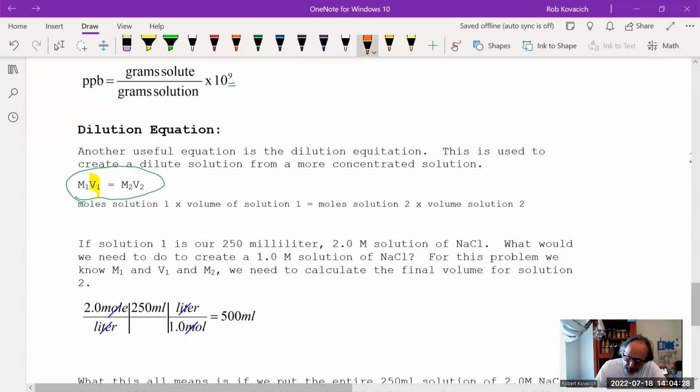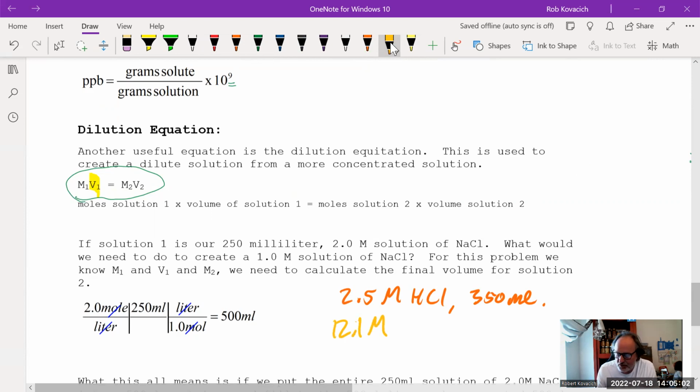let's say a 2.5 molar solution of hydrochloric acid. And I wanted to make 350 milliliters of this hydrochloric acid solution. All right, fine. So what I do is I go get a container that's more concentrated than that, and dilute it down. So when I purchase hydrochloric acid, it comes as concentrated as it can be, which is 12.1 molar. That's as concentrated as I can get.